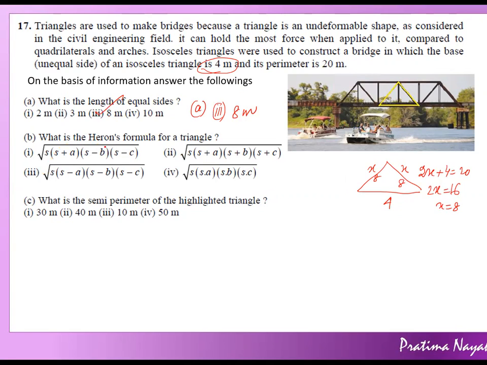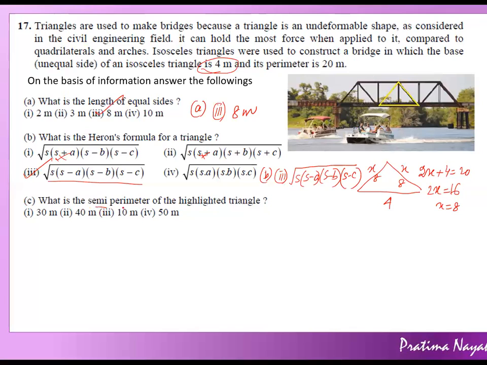Part B, what is Heron's formula? For checking the formula, you have to see very minutely. Is this correct? No. Is this correct? No. This is correct. So you will write B. For part B, the answer is 3, but write down the formula also. It will be the square root of S into S minus A into S minus B into S minus C. What is S? S is the semi-perimeter. So that is asked in part C.